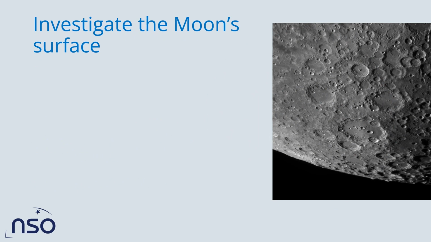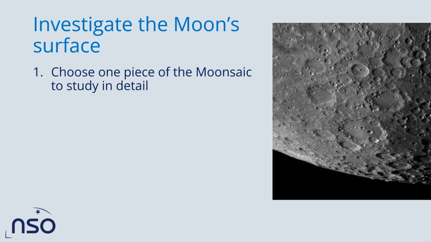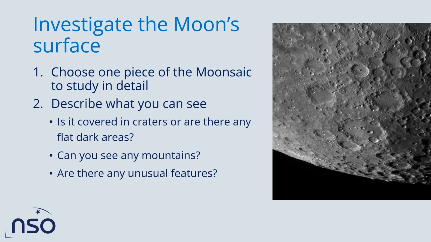To investigate the Moon's surface, choose one piece of the Moonsaic to study in detail. Carefully look at the image and describe what you see. Is it covered in craters, or are there any flat, dark areas? Can you see any mountains? Are there any other unusual features? If you have time, you could write about or draw your part of the Moon. Why not use your descriptions later as the setting in a story?